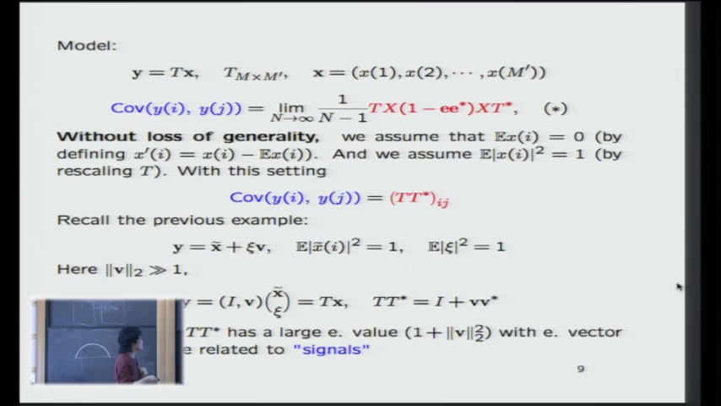If they have noise with variance 1 and mean 0, then you do the calculation and you find that TT* equals I plus VV*. The I comes from the noise, and the VV* comes from the signal. The signal we need to know is related to these signals.